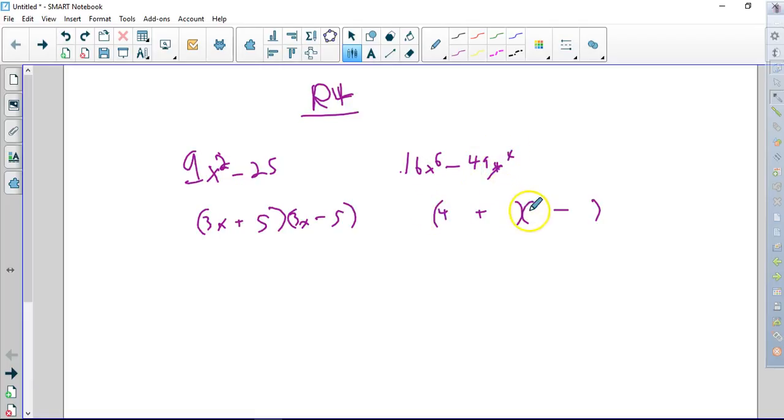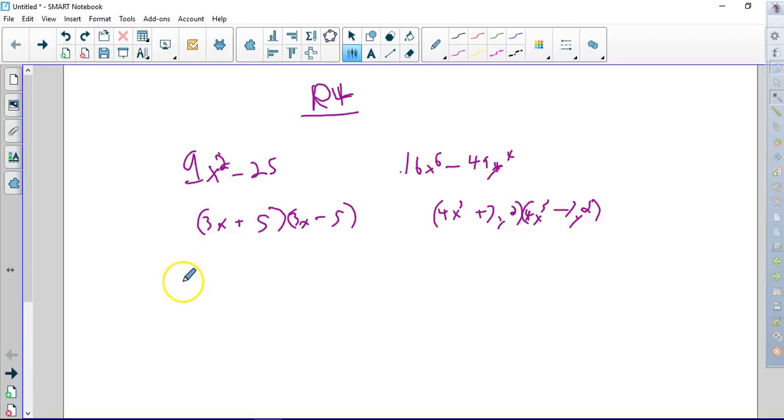So the square root of 16 is 4. Square root of x to the 6th is x to the 3rd. And we do that on both of them. X to the 3rd. Square root of 49 is 7. And square root of y to the 4th is y squared. And there you go. 4x cubed plus 7y squared and 4x cubed minus 7y squared. It breaks down.